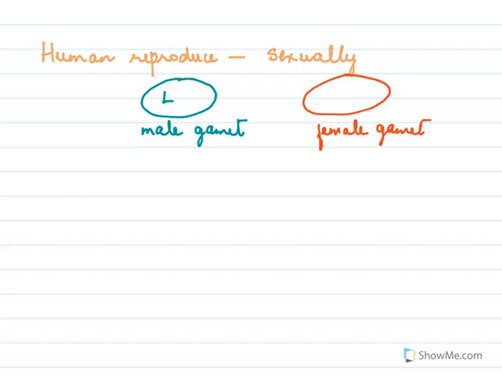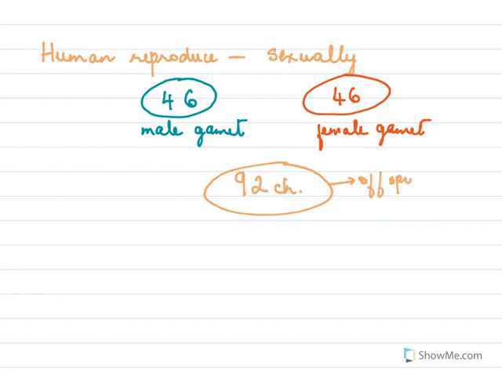Now remember, there are 46 chromosomes here, and here too there are 46 chromosomes. And when they fuse, we get the offspring. Now this would be 46 plus 46, 92 chromosomes. Now definitely this offspring with 92 chromosomes will not resemble the parent. Why will it not resemble the parent? Because the parent has got 46 chromosomes and the offspring has got 92 chromosomes. So this cannot happen, because the number of chromosomes doubles.